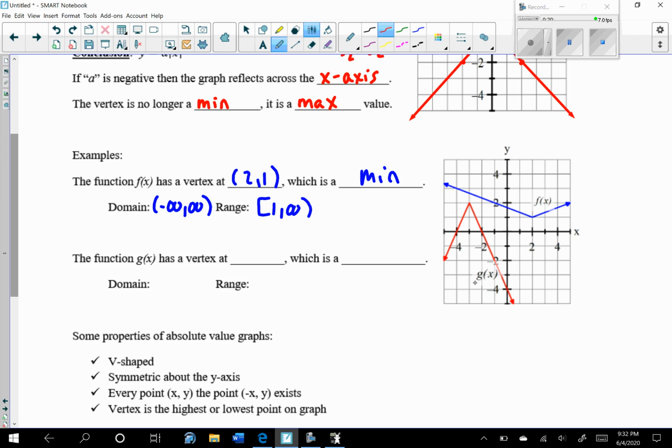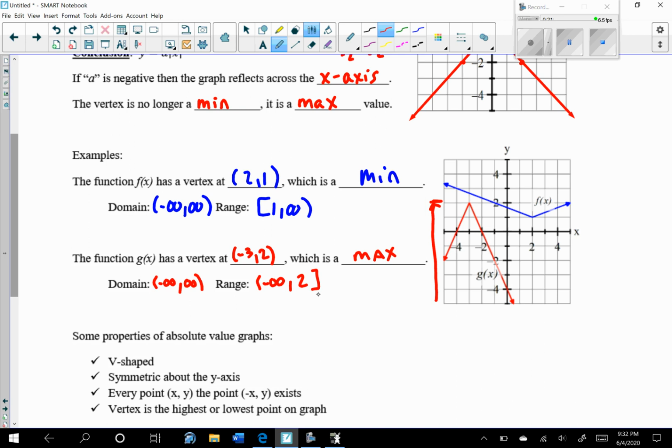The next one is the red graph because that says g of x next to it. So here we can see the vertex is at negative 3, 2. That is the highest point in the graph, so that's a maximum. The domain is all real numbers, which is going to be the case for all absolute value graphs. And the range now, the highest point on the graph starts here, so our values are going up to this point. So we have negative infinity because you always go least to greatest, and the greatest value that you have is at 2, so 2 bracket.